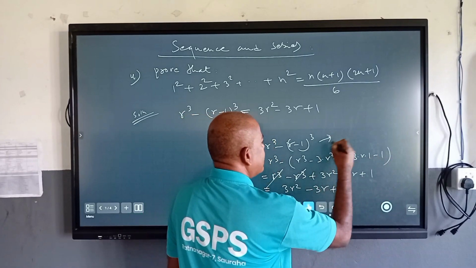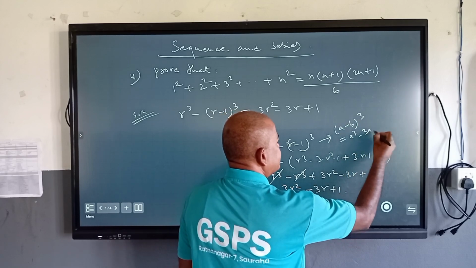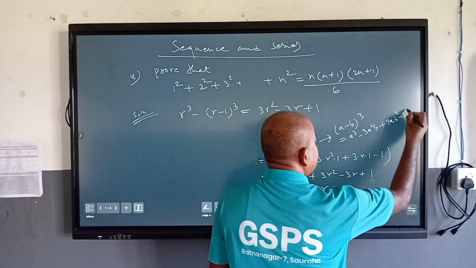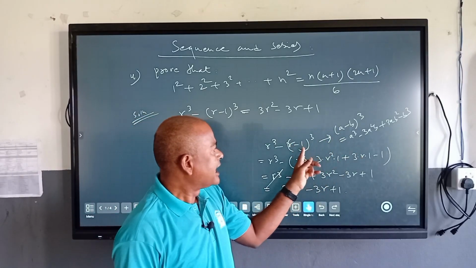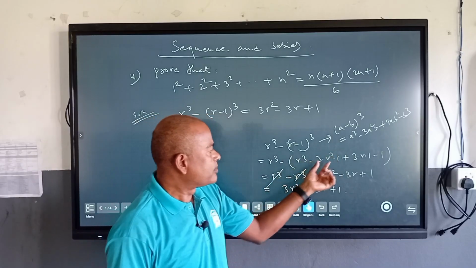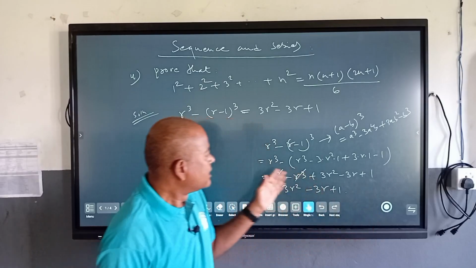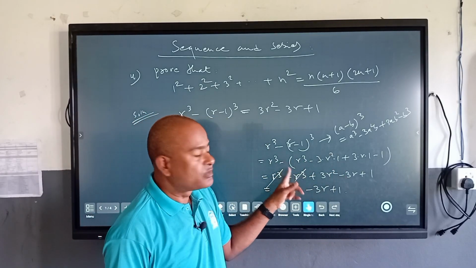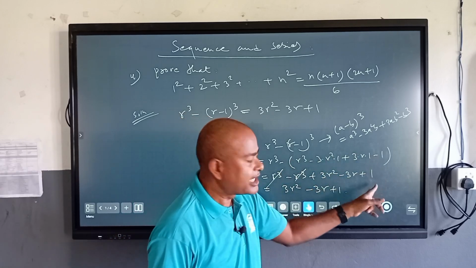So dear students, we know that a minus b whole cube is a cube minus 3a square b plus 3ab square minus b cube. If we put the value of a equals r and the value of b equals 1, then we get r cube minus 3r square times 1 plus 3r times 1 minus 1. So if we open the bracket with minus sign, then we get minus r cube, minus minus plus 3r square, minus 3r, and minus minus plus.